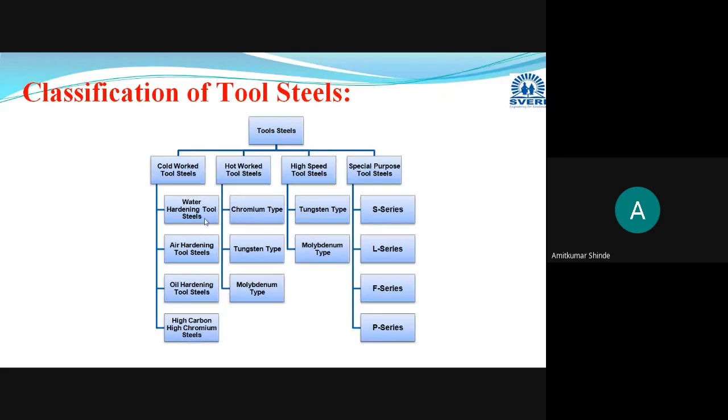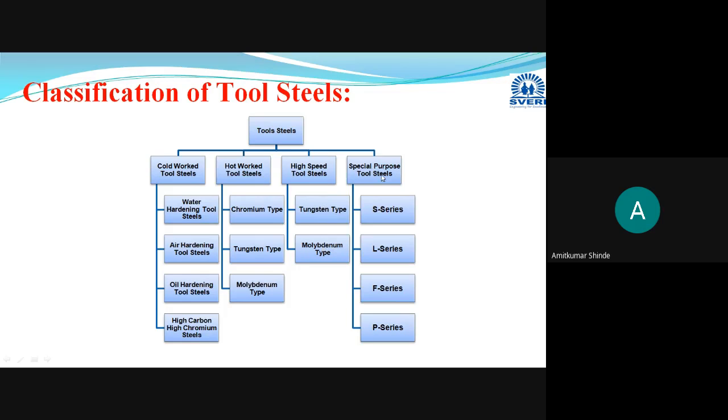Okay, so depending on the principal alloying element, hot worked tool steels are classified in chromium type, tungsten type, and molybdenum type. In the same way, high speed tool steels are classified in two types: tungsten type and molybdenum type. This classification is done on the basis of the percentage of the principal alloying element. Here tungsten will be the principal alloying element, and here molybdenum will be the principal alloying element.